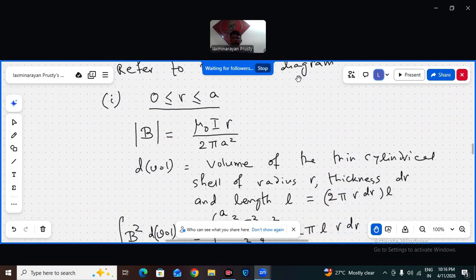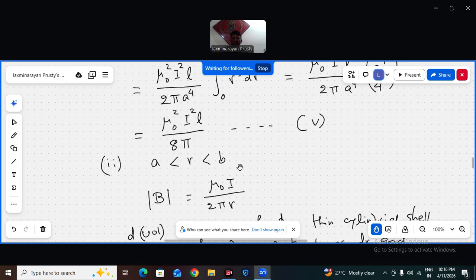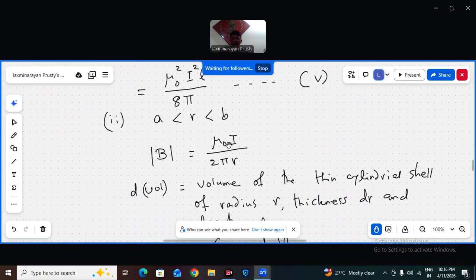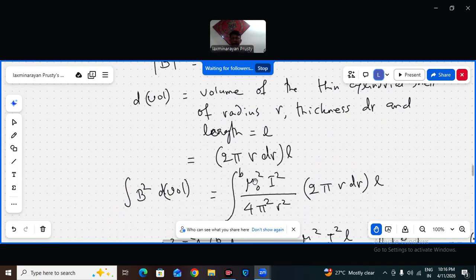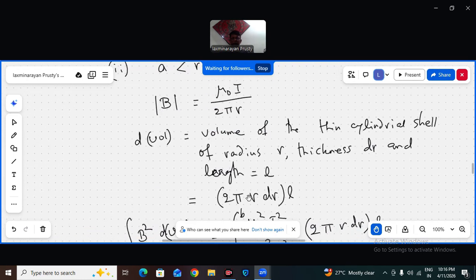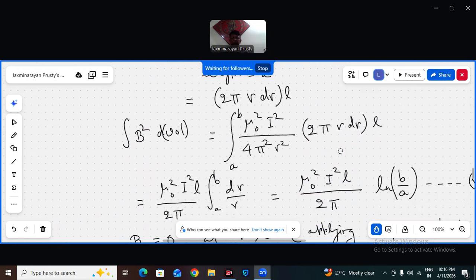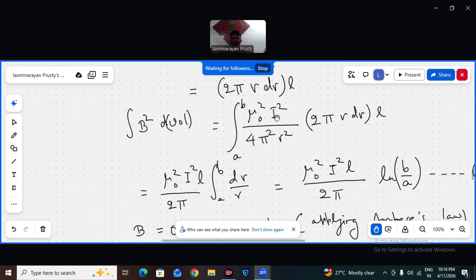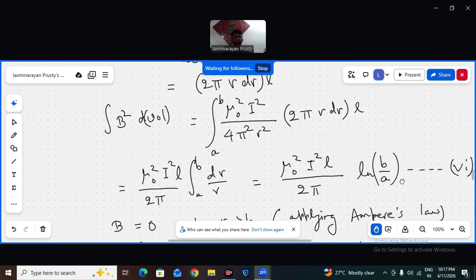So between A to B, I'll again evaluate B square d volume. B is mu naught I by 2 pi r, its square becomes mu naught square I square by 4 pi square r square, d volume is 2 pi r dr L. So then integrate B square d volume. What will we take outside? mu naught square I square L by 2 pi, and this is dr by r integration, that is ln B by A. So how much is the B square d volume integration from A to B? mu naught square I square L by 2 pi ln B by A, equation 6.